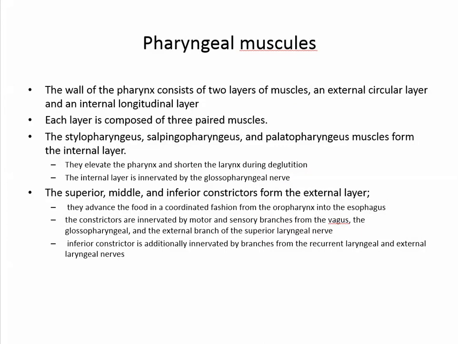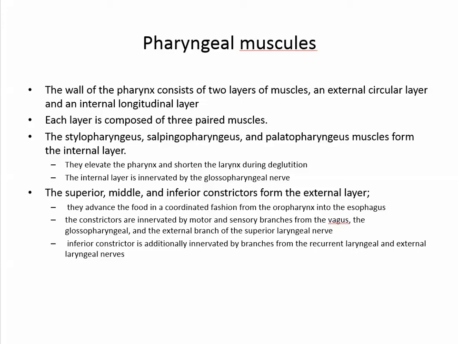The wall of the pharynx consists of 2 layers of muscles, an external circular layer and an internal longitudinal layer. Each layer is composed of 3 paired muscles, the stylopharyngeus, the salpingopharyngeus, and the palatopharyngeus muscle, which form the internal layer. They primarily elevate the pharynx and shorten the larynx during deglutition. The superior, middle, and inferior constrictors form the external layer, and they help in advancing the food in a coordinated fashion from the oropharynx into the esophagus.